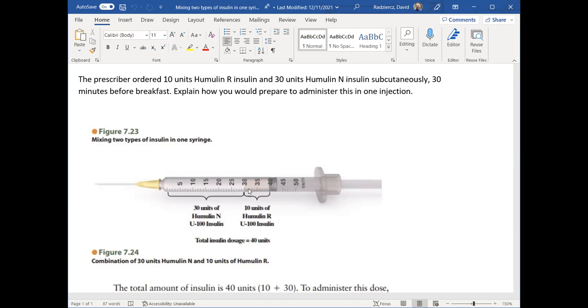So, does that help to clarify a little bit of how to mark the syringe? Yep. Thanks. Okay. Can we do 17, please? Sure.